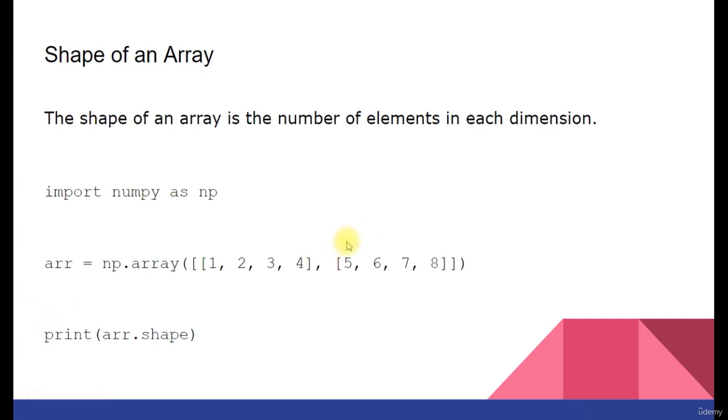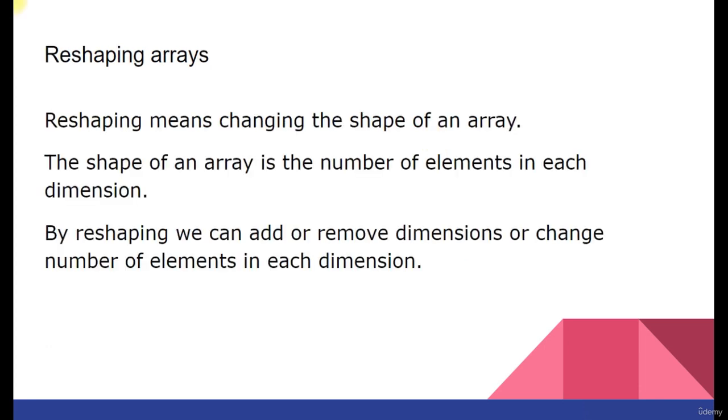This will be more clear to you when we move to the practical section and understand this with the help of a live code demonstration. But as of now, just understand this: the number of elements present in each dimension of that array is called the shape of the NumPy array.